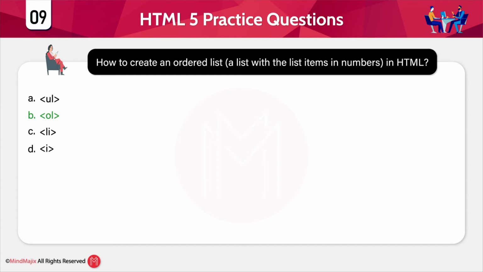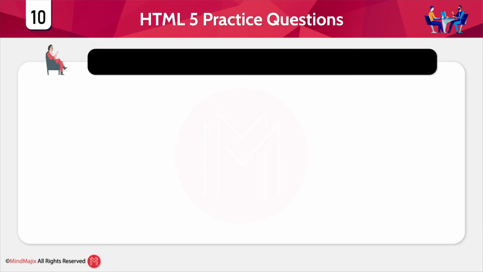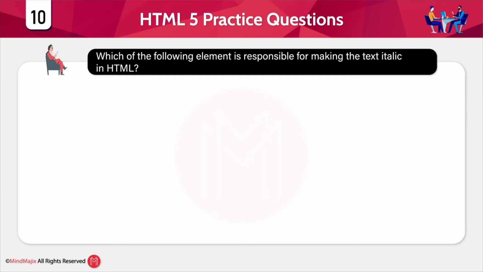LI is a subtag of the OL tag, used to list out the items. And the I tag is for displaying the text in italic font. Let's see this one, guys. Which of the following elements is responsible for making the text italic in HTML? I is to make the text italic, not IT, not the pre tag. These are irrelevant tags. The relevant tag to make the text italic is I, or EM also we can use. What is the answer for this 10th question? A. Option A is the correct answer.